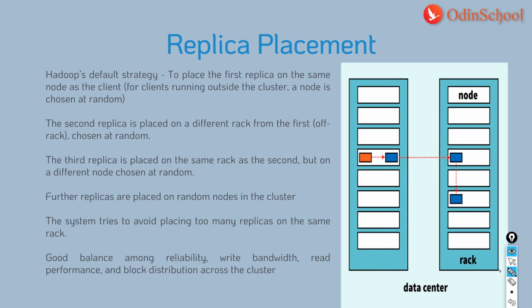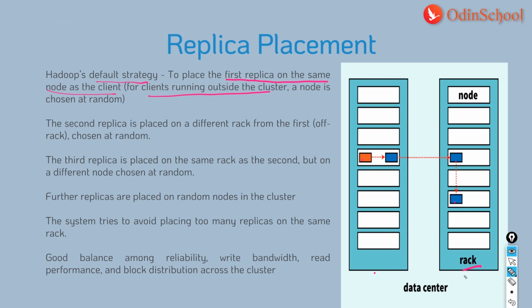You can see Hadoop's default strategy is to place the first replica on the same node as the client. So wherever the client is, put the data on the same node so that your client can read or write faster. But if the client is running outside the cluster, then the node would be chosen at random. And here, as I told you, anything can be fine. Basically two replicas on one rack and one off rack.